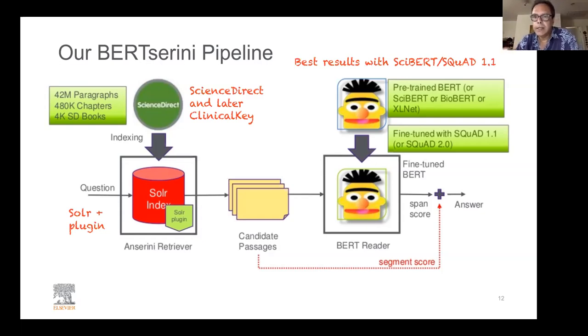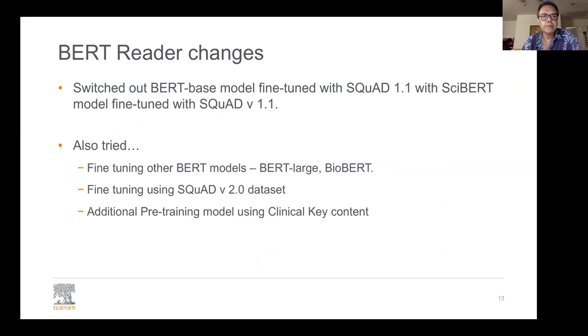On the reader side, we actually got better results with SciBERT fine-tuned with SQuAD 1.1, rather than the BERT base cased that the BERTSerini pipeline came with. Basically, these were the two big changes that we did. There were also other changes we made to the reader. I already talked about this, so I'm going to skip that.